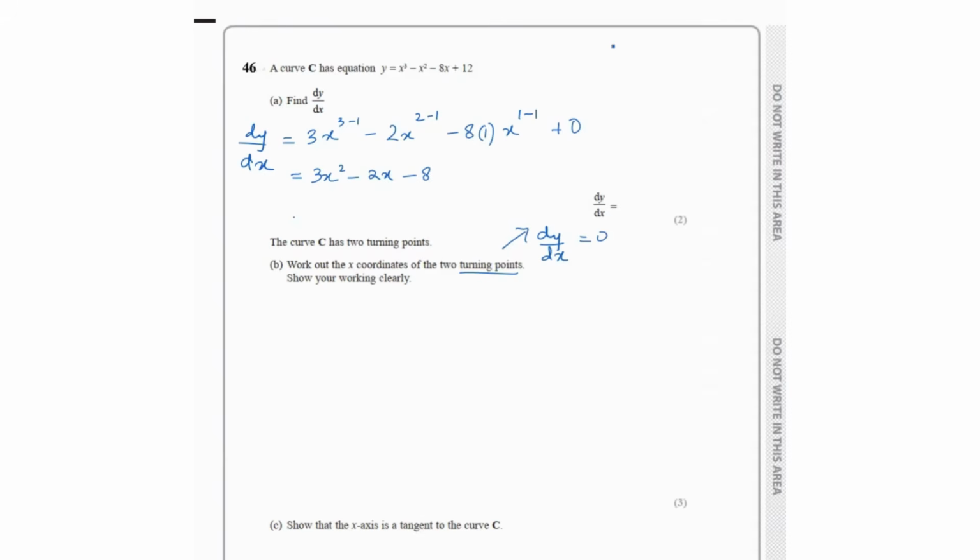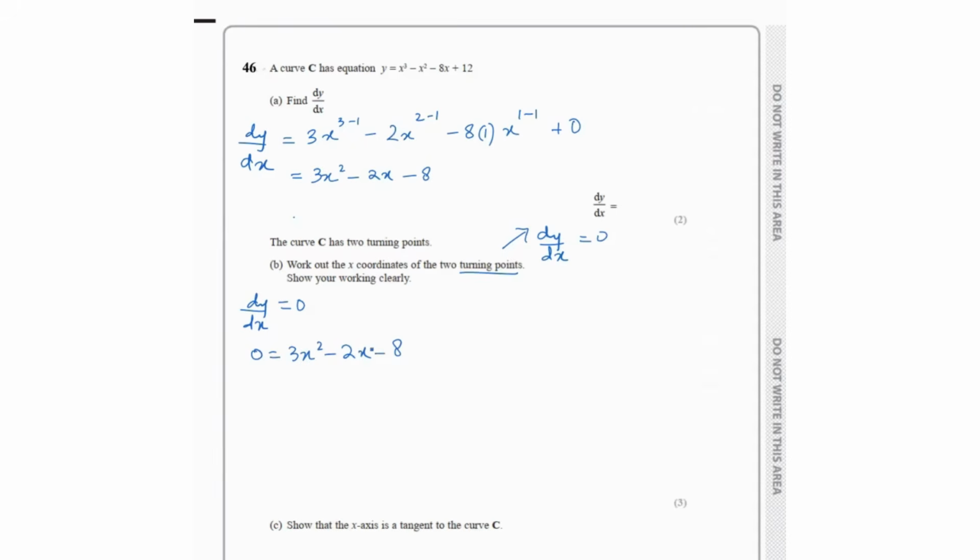So if you see in the question, find the stationary point, find the maximum point, find the minimum point, or the turning point in a differentiation question, just put the dy by dx equal to 0 and solve that equation. You will get 3 more marks after that. So dy by dx equal to 0. 0 equals 3x squared minus 2x minus 8.